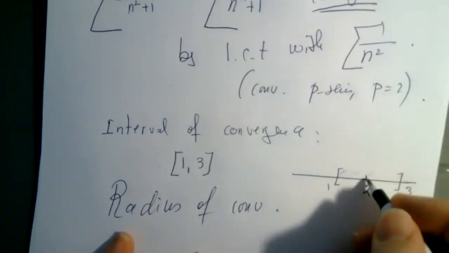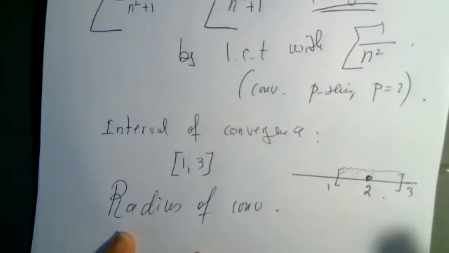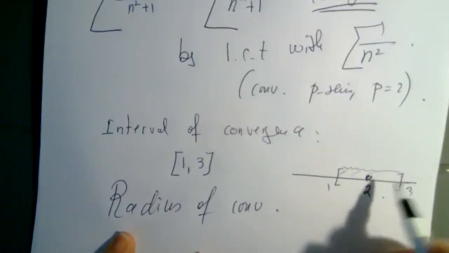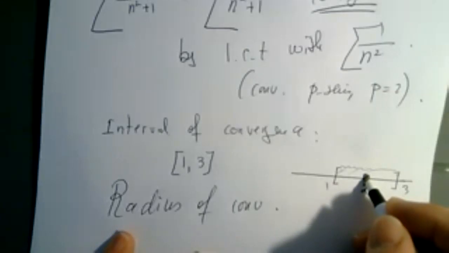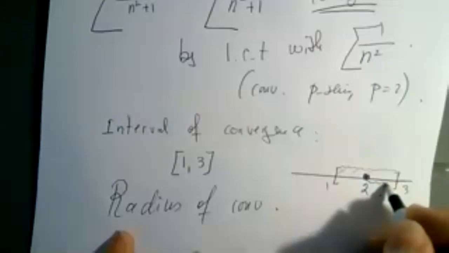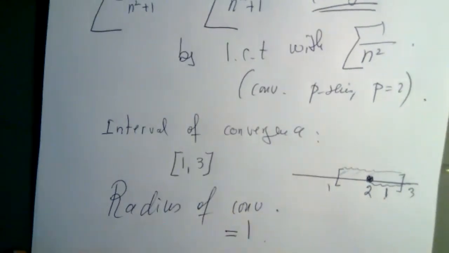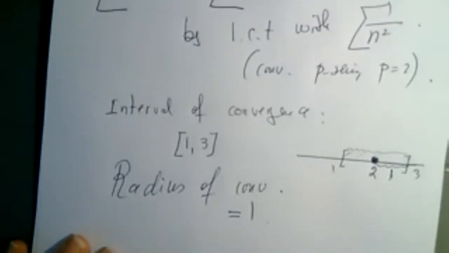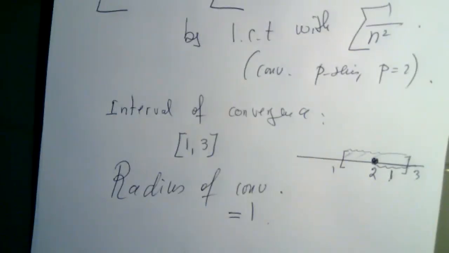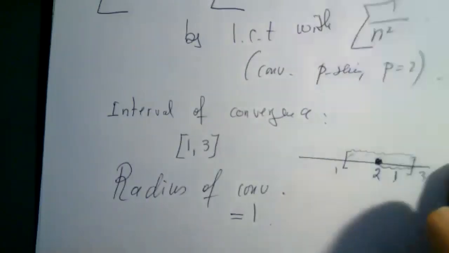Right. The radius of convergence is not the length of this interval from here to here, which is 2. The radius of convergence is half the length. It's the distance from the center to the end. So this is what we mean by the radius of convergence. So the radius of convergence is equal to 1. So that's how we fully treat this problem. Okay, any other questions before we move on?